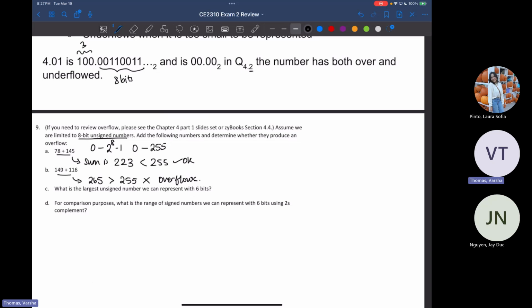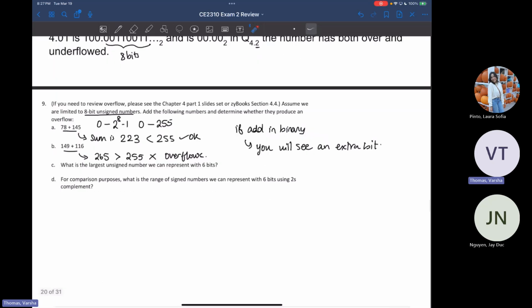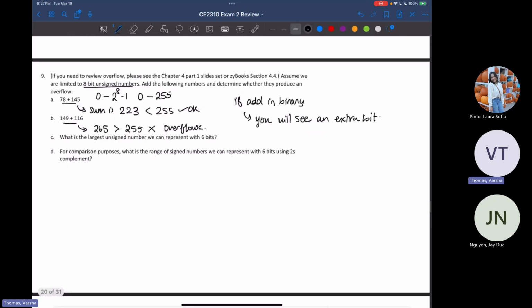Though this doesn't specify that you should add them in binary, if you were to convert to binary and add the numbers together, you will see that you have an extra overflow bit once you sum them together. Let me write that down. You will see an extra bit, which will also indicate to you that it has overflowed. But this is the fastest way to tell, by comparing the sum to the range. And if they were to give you 9, 10, 11 bits, you would do the same process.